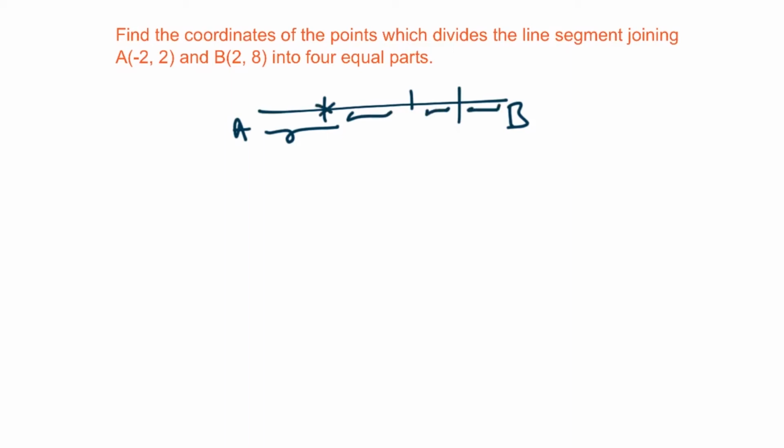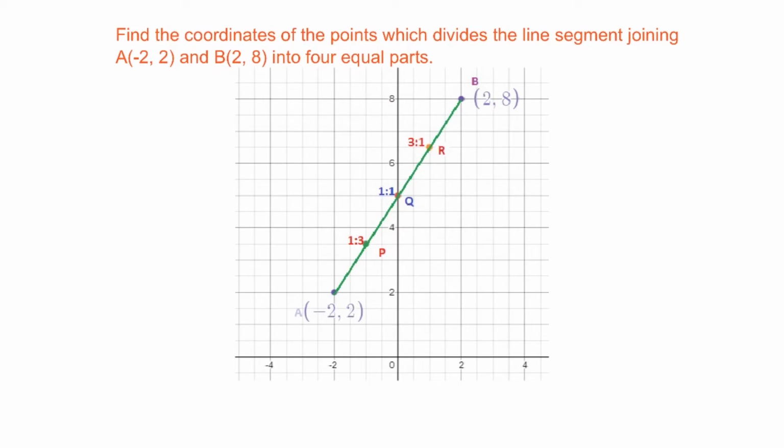So this point is dividing the line segment into 1:3, and the second point is dividing into 2 equal halves, 1:1. The third point is dividing in the ratio of 3:1. Let us see this using a graph. This is our point A, which is (-2, 2), and point B is (2, 8). We have to find points P, Q and R so that this line is divided into 4 equal parts. Means AP is equal to PQ, PQ is equal to QR, QR is equal to RB.